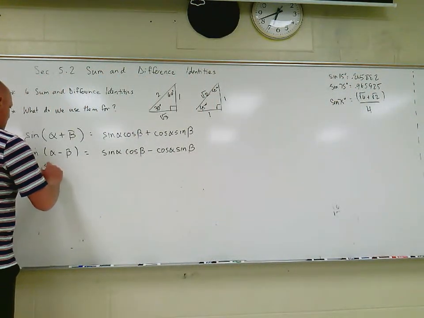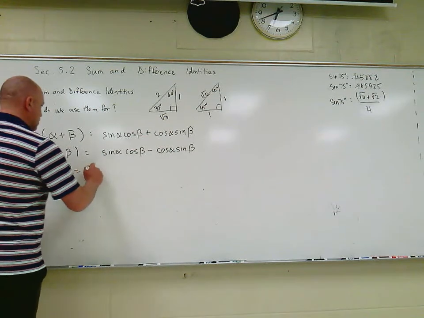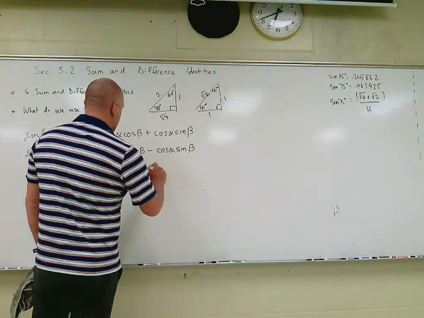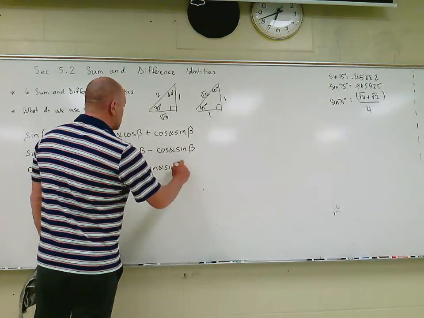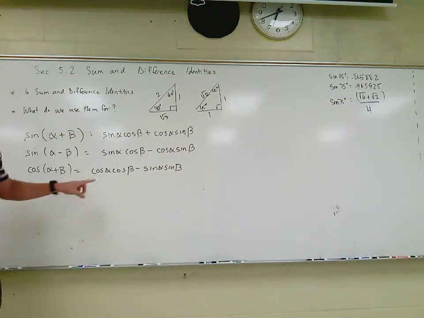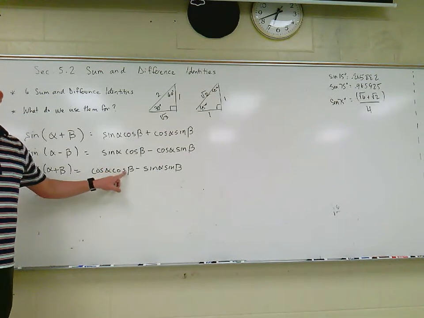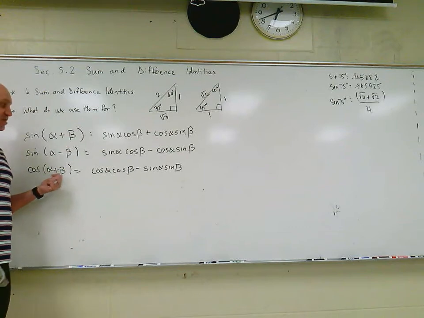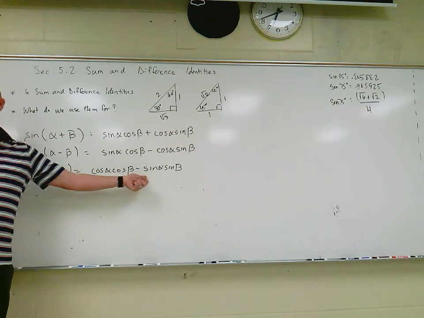So cosine of alpha plus beta. Here it is. Cosine alpha, cosine beta, minus sine alpha, sine beta. So one thing you can always know is that it's always going to be the first angle then the second angle, whether it's sine or cosine, it just depends on the identity. I know this is a plus and that's a minus there. That is how it goes.